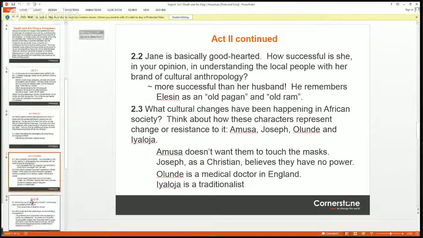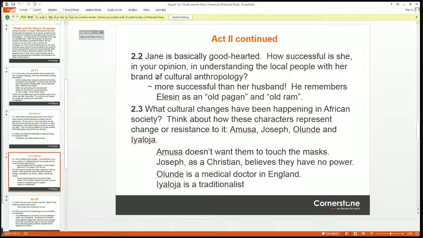So, Act 2 continued. Here's your question. Jane is basically good-hearted. How successful is she, in your opinion, in understanding the local people with her brand of cultural anthropology? She at least tries to see things from their point of view, and that's why they say she has a brand of cultural anthropology. Now, I want your opinion, so you must go and study that part of Act 2 and make up your own mind, but you will certainly come to the conclusion that she's more successful than her husband.